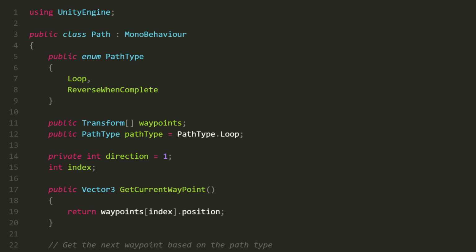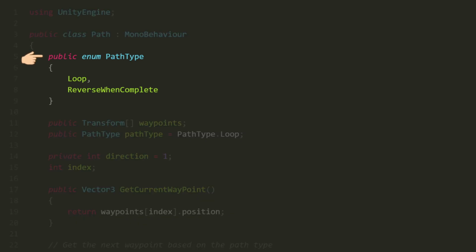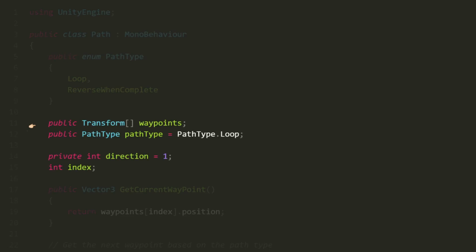To define the path type, I created an enum with two options, loop and reverse when complete. To store the waypoints, I created an array of transforms and a variable for the path type enum. I also added two more variables, direction, which can be either minus 1 or 1, and index, to keep track of the current waypoint.